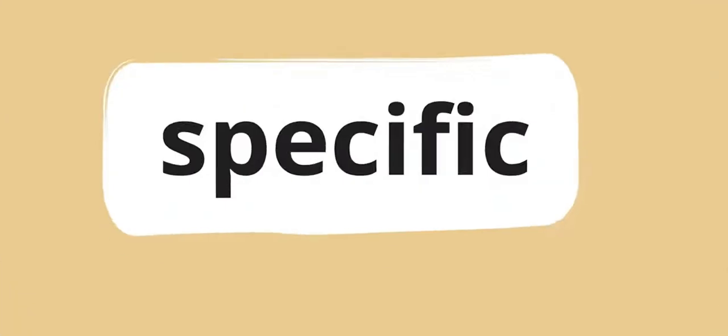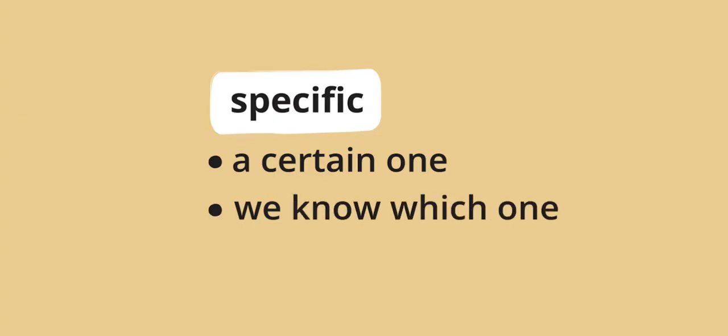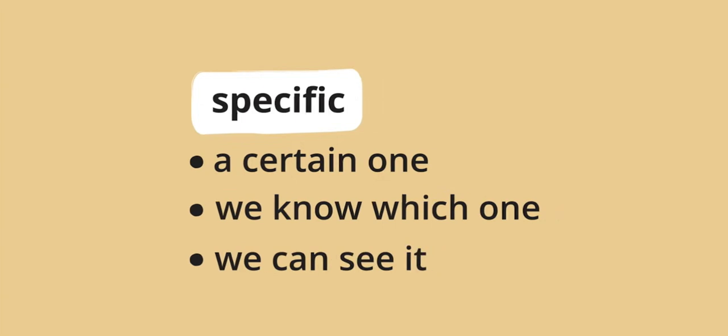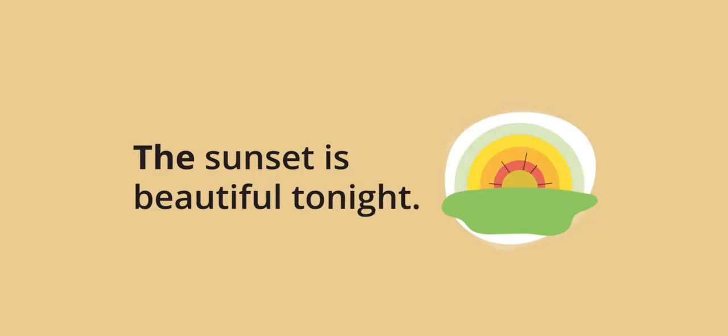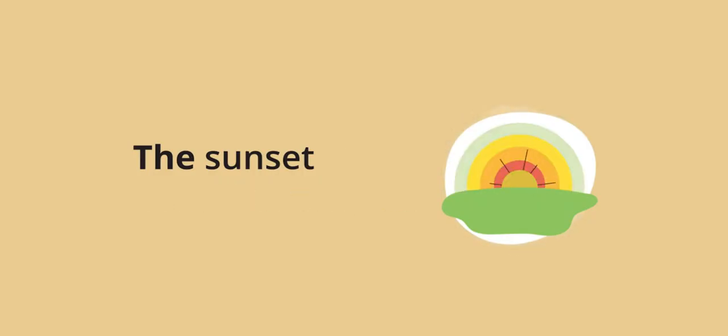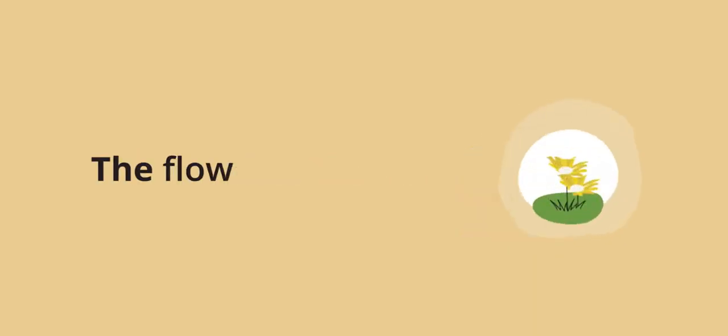A noun is specific when it's only a certain one. We know which one it is, and we can usually see it. We use the with specific nouns. For example, the sunset is beautiful tonight. The bank is closed. The flowers are yellow.